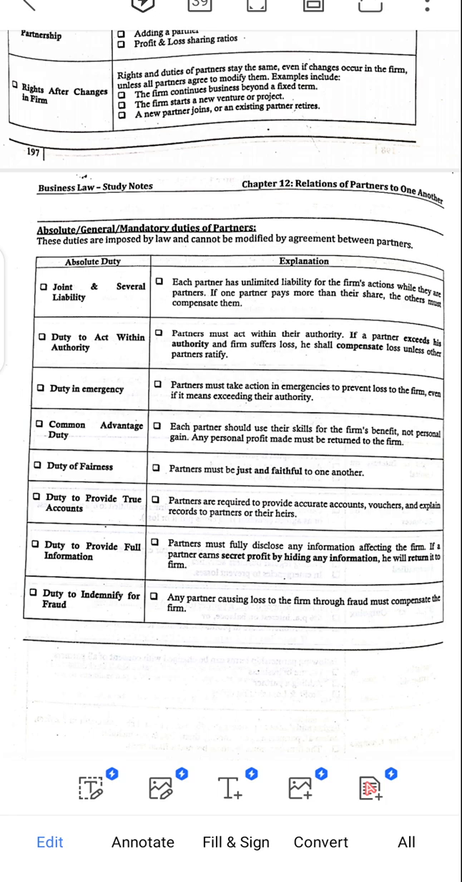Then we have the duty to provide true accounts. Partners are required to provide accurate accounts and vouchers, and explain records to partners or their heirs. So they have to be fair and transparent to the other partners.